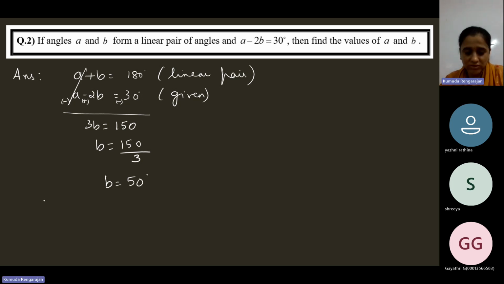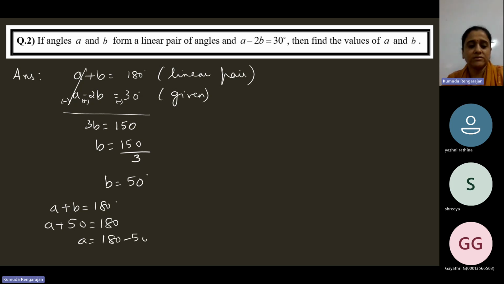Very good. You can substitute either in the first or the second equation. So A plus B is equal to 180 degrees. A plus 50 is equal to 180. A is equal to 180 minus 50, 130 degrees. All right, so you know the difference now. Earlier we performed equation 1 plus equation 2. Here this is equation 1 minus equation 2.